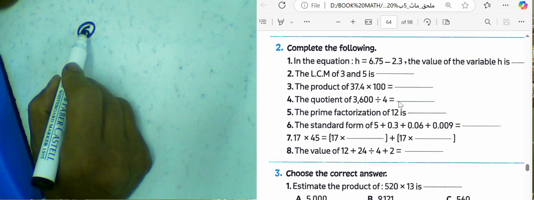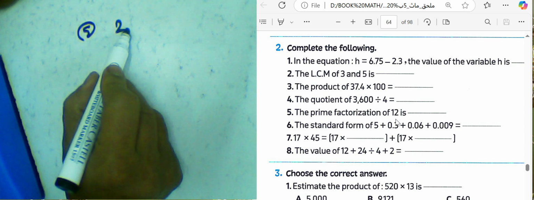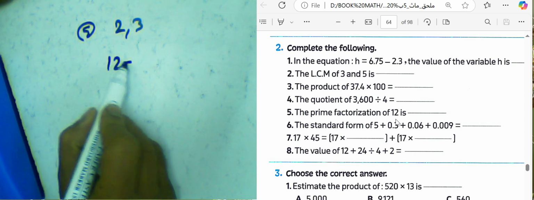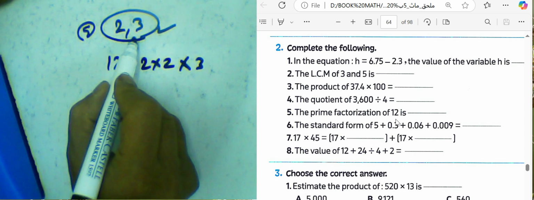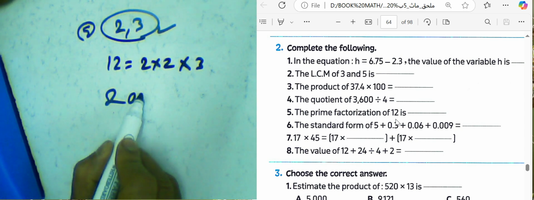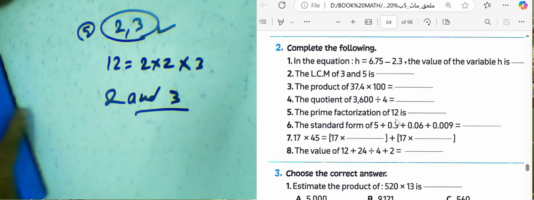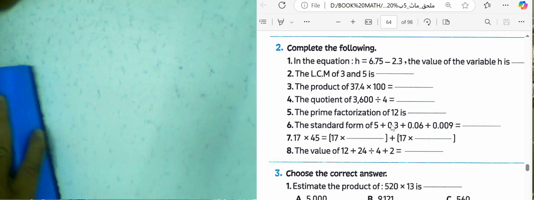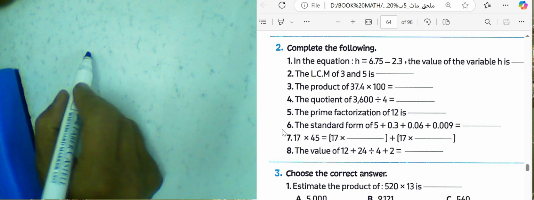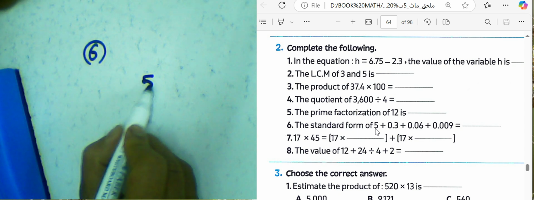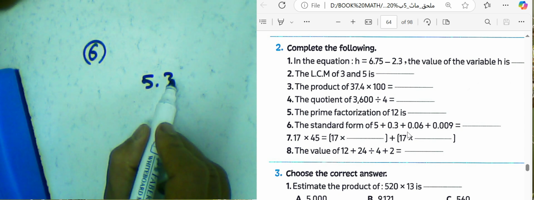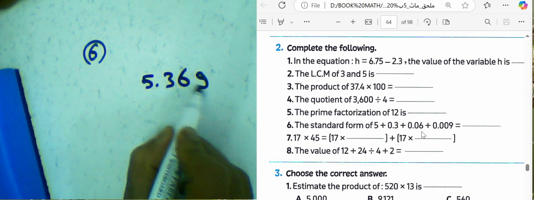Question number 5. The prime factorization of 12, we can write 2 and 3. Because 12 equal 2 product by 2, product by 3, so the result will be 2 and 3. Solution 2 and 3, okay? Question 6, standard form. The number, we can write 5 in the ones, and 3 in tenths, 6 in hundredths, and 9 in thousandths.